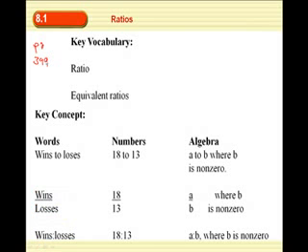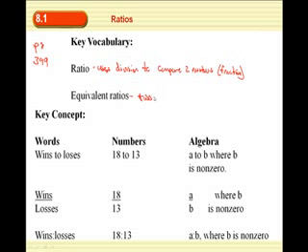It says a ratio, the definition, it uses division to compare two numbers. And I want you to put in parentheses, really it's just a fancy word for a fraction. Equivalent ratios are two fractions equal to each other.